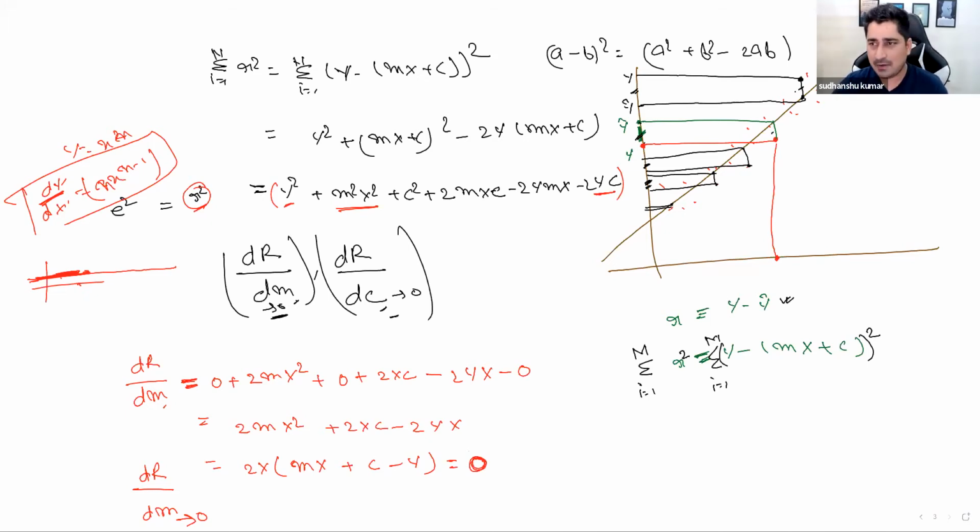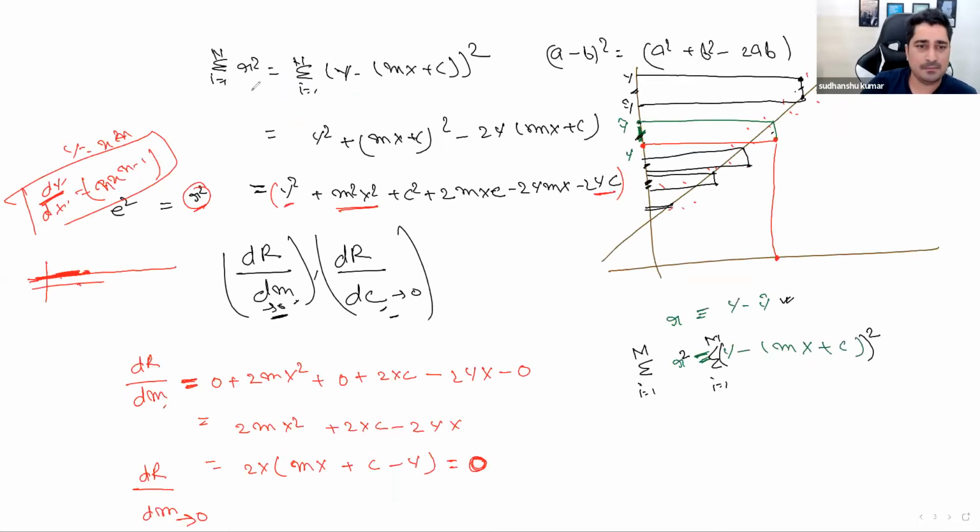Now, similarly, I will try to do what? So maybe I'll try to find out dR/dc, right? Same equation. The equation is the same. It's not going to change. This is the same residual equation. Just we have to find out the differential of this one with respect to c. So dR/dc we are supposed to find out.